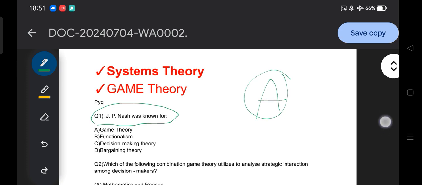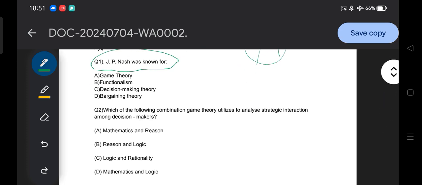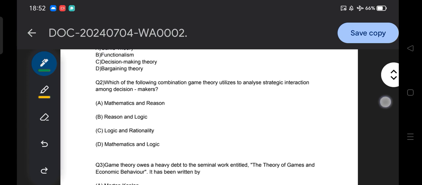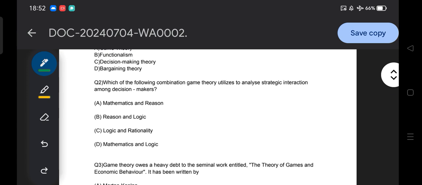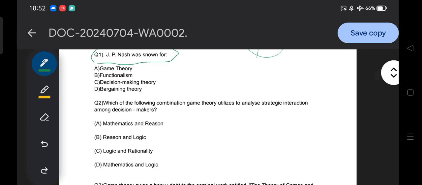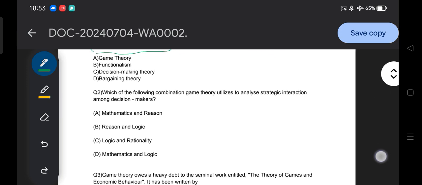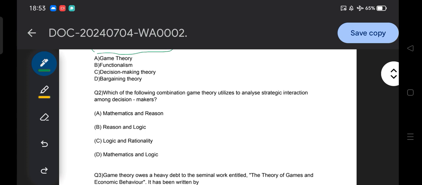Very good. Then moving to the next question: which of the following combinations is utilized in game theory to analyze the strategic interaction among decision makers? Option A mathematics and reason, option B reason and logic, option C logic and rationality, and option D mathematics and logic. So what is the answer to question number 2? I am a little confused regarding this question. I marked it as a star question. I will let you know in a subsequent class.